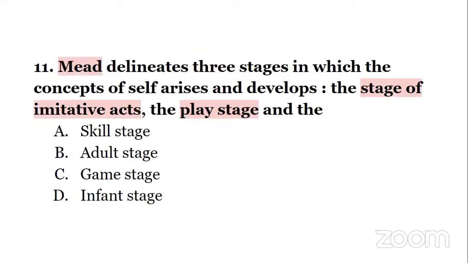Next question. Mead delineates three stages in which the concepts of self arises and develops: the stage of imitative acts, the play stage, and so Mead actually introduced three stages of self-development in his theory of socialization, and two stages are given here, the stage of imitative acts and the play stage. Which one is the third stage? And the options are skill stage, adult stage, game stage, infant stage.